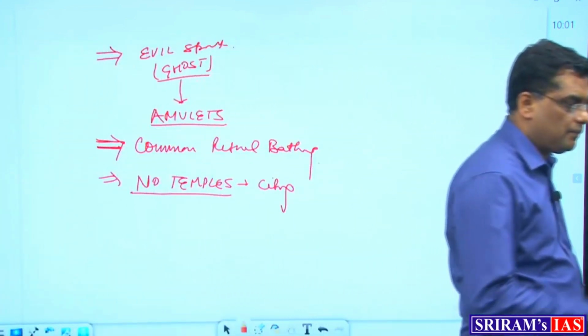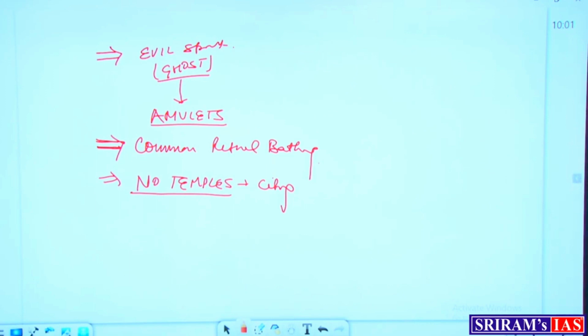Because religion was absolutely private. It was not demonstrated in public. So no temples have been found from the Harappan cities.